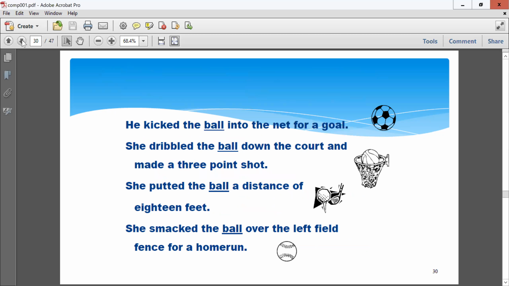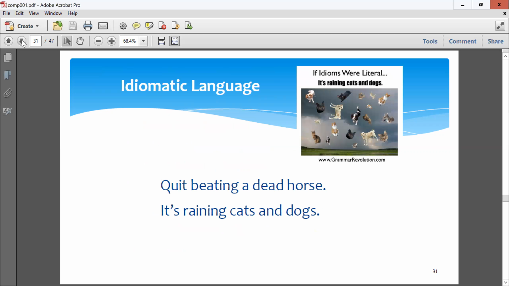There's also these multiple meaning words. When we say ball, we know by the context of that sentence what that means, what type of ball that is. Idiomatic language, quit beating a dead horse, or it's raining cats and dogs. They're not literal, okay? But ELs, especially at the beginning level, are going to take everything you say, because they're trying to understand it, often literally, and will not understand these phrases. However, we don't want to avoid them. We want to explain them.